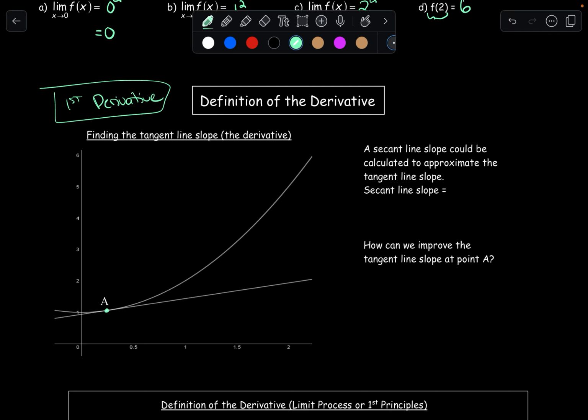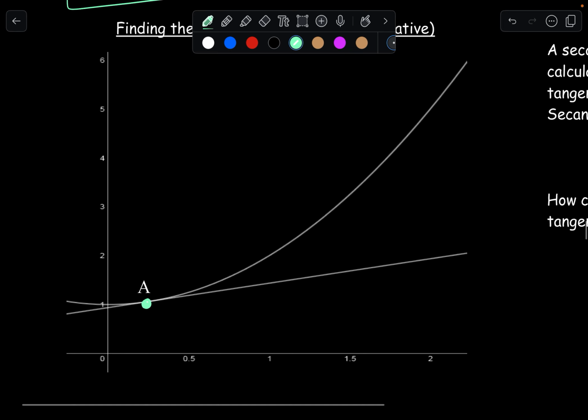So we have a point here, we have point A, and then we see a line where the slope of that line is going to be the slope at point A. So that is going to be the tangent line. So I'm going to label A, and then we can label that as the tangent line.